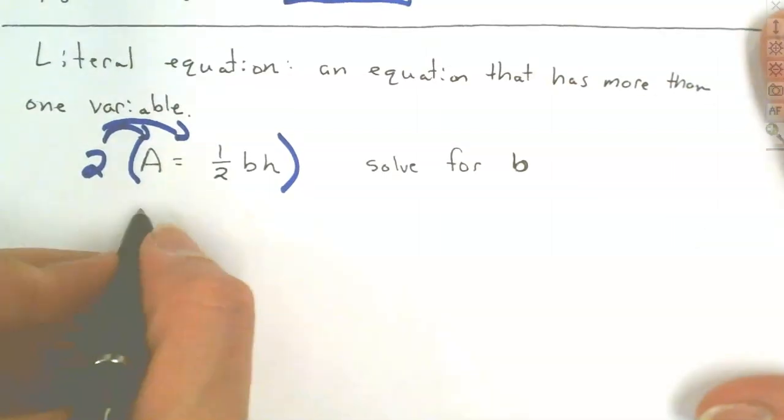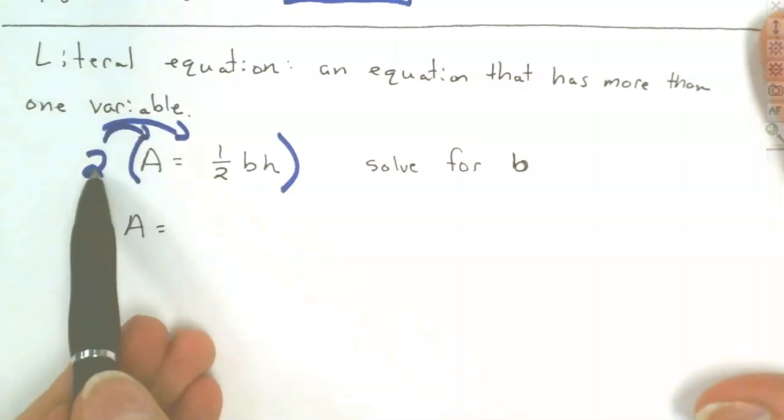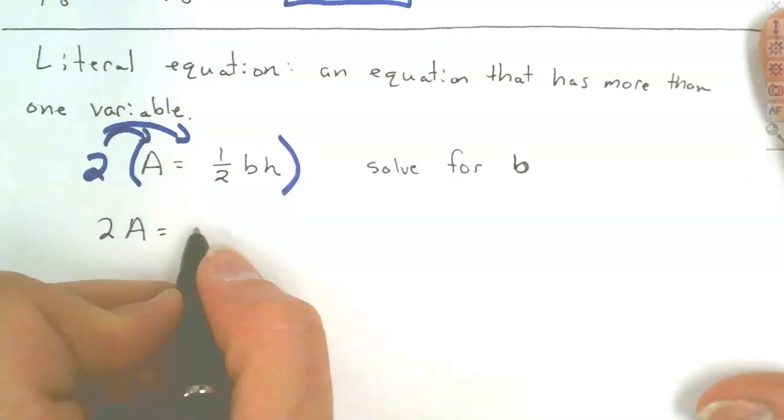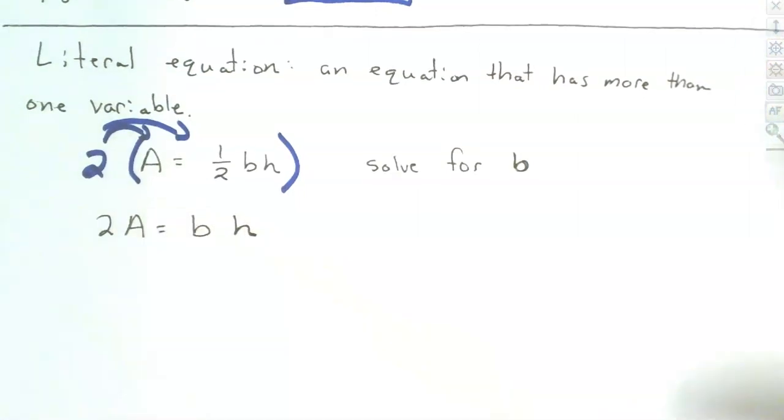And 2 times a, that makes it a 2a. And then the 2 and the 1/2, well, those cancel. And that gives you a bh. We're almost done. Literal equations are not difficult at all to solve through and work with. So now I've cleared out my fractions. Now let's see what we want to do. Our directions say, solve this for the little b. So we find the little b.